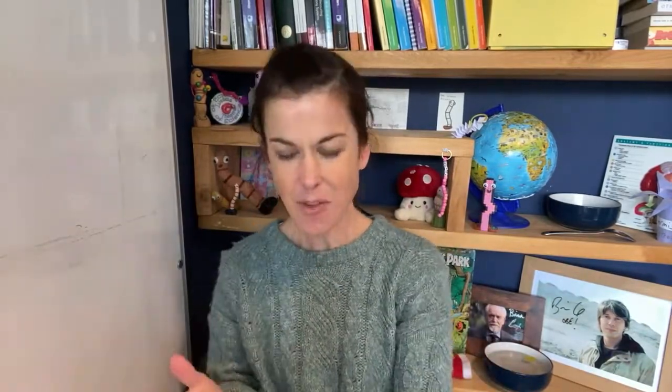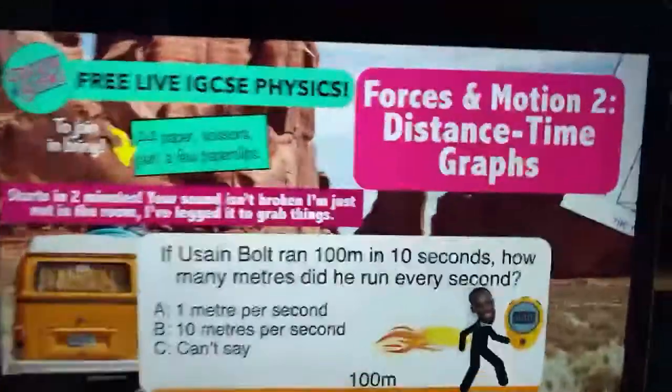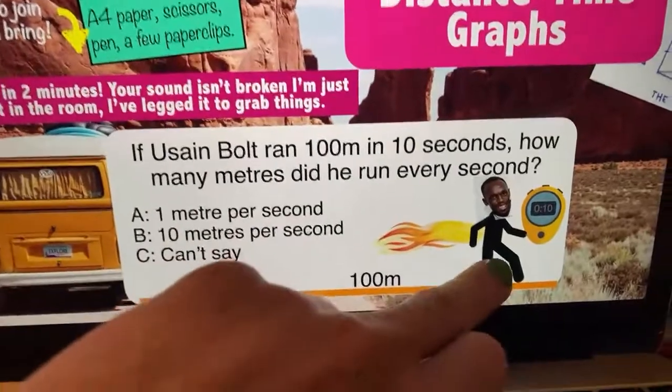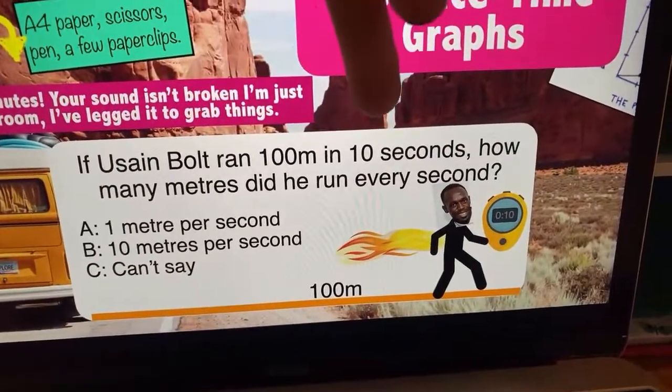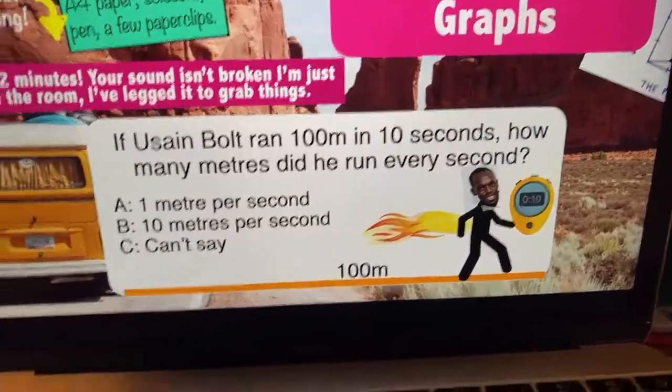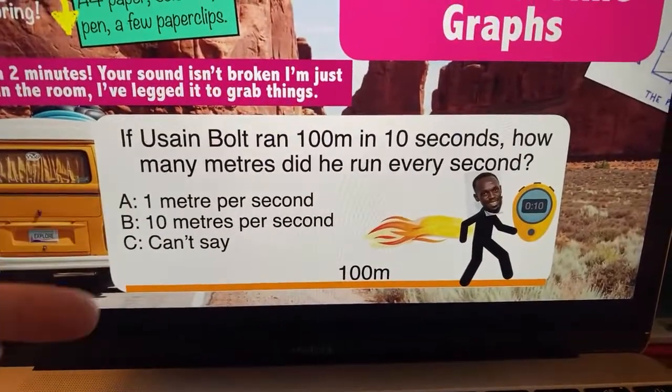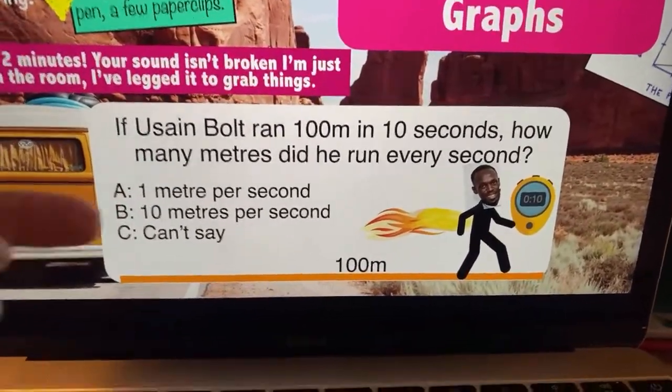So I gave you a question. I'm not going to tell you the answer yet. We're just going to go straight into graphs and I'll tell you the answer in a bit. I asked you if Usain Bolt, fastest man on the planet, fastest human on the planet, ran 100 meters in 10 seconds, how many meters did he run every second? Is it A, 1 meter per second, B, 10 meters per second, or C, can't say?